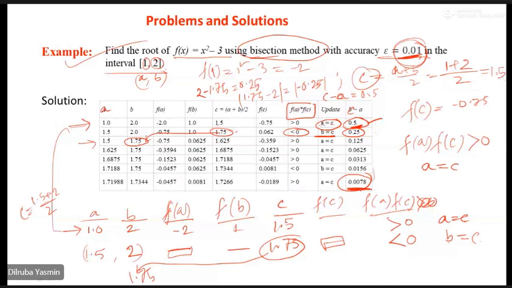f of c should be less than 0, isn't it? So you have to stop the calculation exactly here, because in the next row you get f of a times f of b that's greater than 0. Although we get a very small number that is close to the accuracy. So what is the root? This is the root of the polynomial equation.